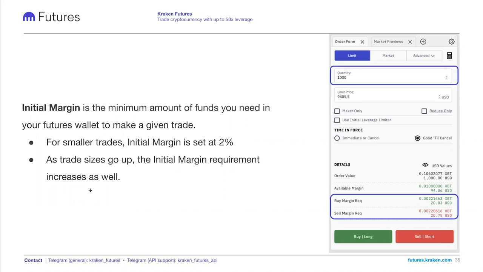As the trade size goes up, the initial margin requirement will increase as well because there's more risk from your trade on the system. And you'll see this show up. So if you put in, say, $1,000 quantity, the buy margin required will be 2% of that. There's a little bit more because it's not sure if you're going to do a maker or a taker trade, and the price might be slightly off from the mark price at the time. But the buy margin required will be 2% of your total amount, and sell margin as well. So your initial margin is the amount of money that you need to put in to enter that position.